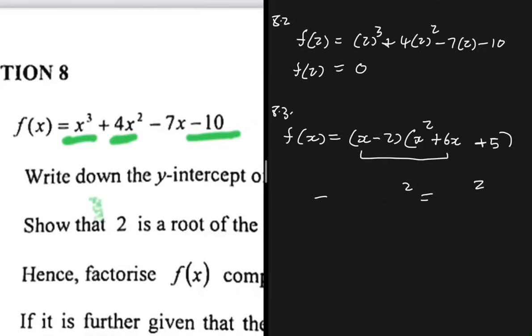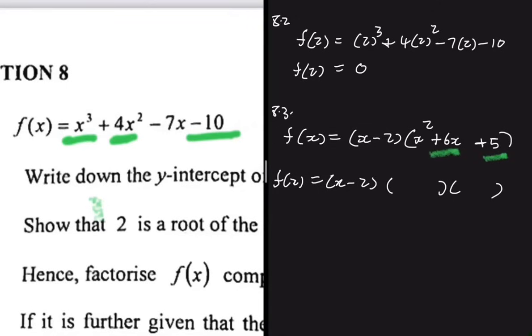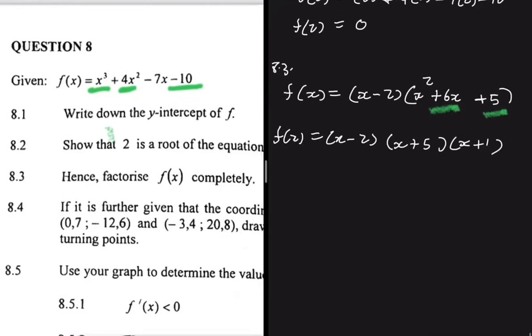But our question is very specific. It says that we need to factorize it completely. So we also need to factorize that function that we have there. So f of x will be equal to x minus 2 multiplied by, we can open 2 brackets now. When we're factorizing a function like this, we're looking for two numbers that when we multiply we get 5, and when we add we get 6. That is easy to see: plus 5 and plus 1. So we're going to have x plus 5 multiplied by x plus 1, and just like that we have factorized our cubic function completely. Let's move to 8.4.